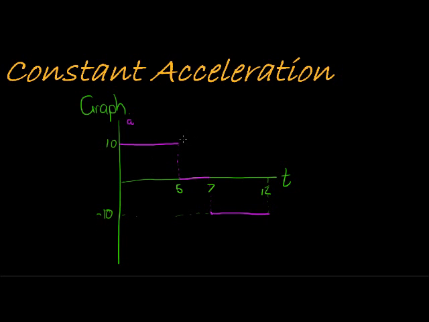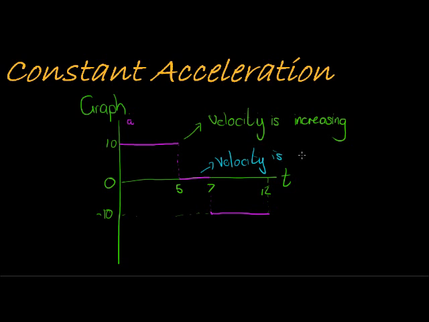Now remember, this means my velocity is increasing. Velocity is increasing when acceleration is positive. When acceleration is 0, if my horizontal acceleration graph is on 0, that means velocity is constant. And then if it's negative 10, my velocity is decreasing.